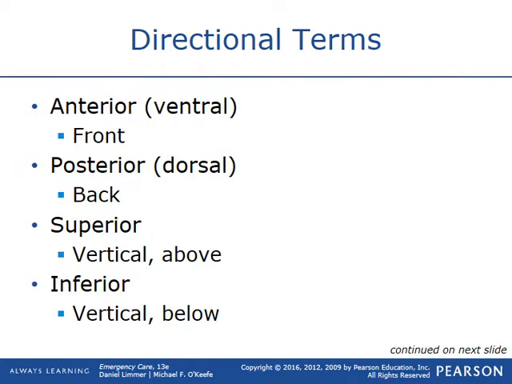Anterior, or ventral, is the front. Posterior, or dorsal, is the back. Think about dolphins and things like that. They've got a dorsal fin, which is on their back. Superior is vertical, or above something. Inferior is also vertical, but it's below something. Think about kind of the chain of command in a business or something like that. The CEO is superior to the newly hired employee.